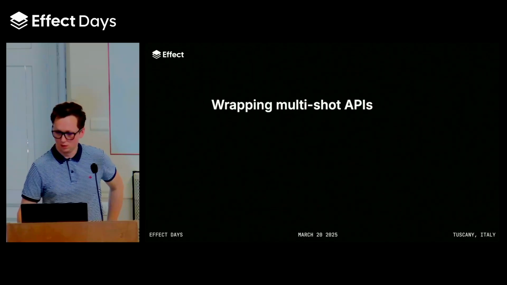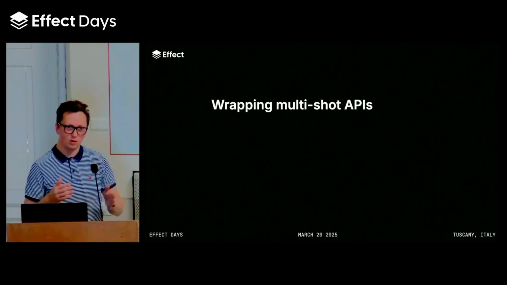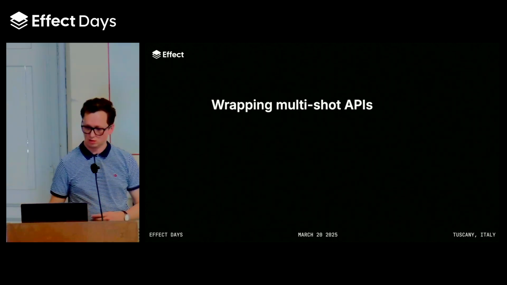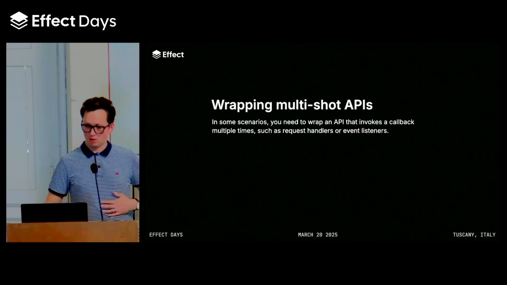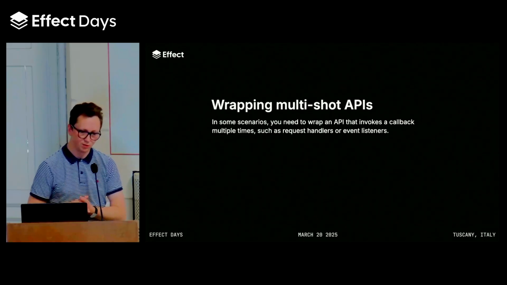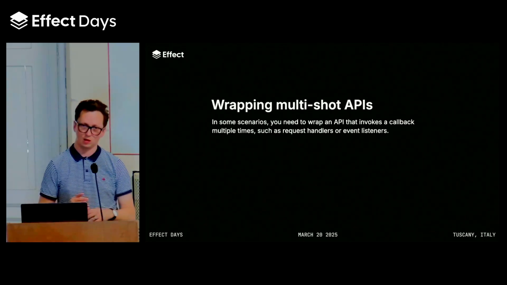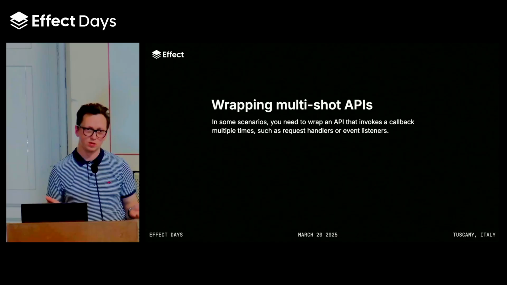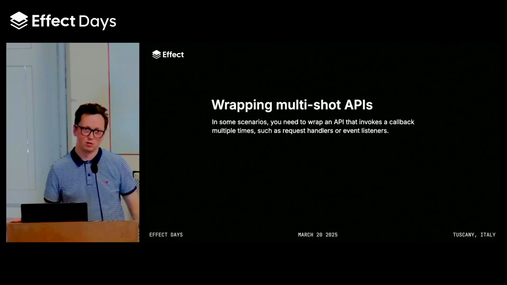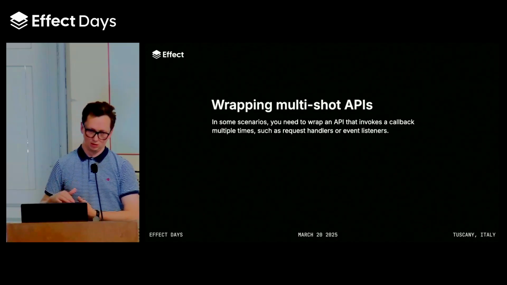All right. Probably the final piece of this is wrapping multi-shot APIs. And what I mean by that is that in some scenarios, you need to wrap an API that invokes a callback more than one time. And examples of that are request handlers in Express, or maybe an event listener if you're in the browser, or maybe it's, I don't know, a Telegram library that hits a callback every time a message is received.